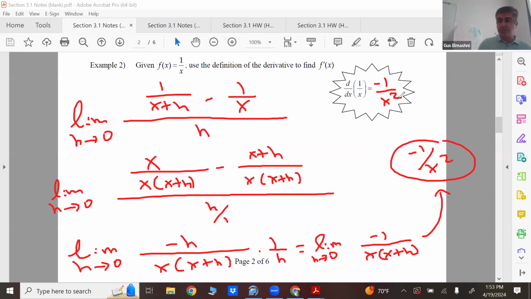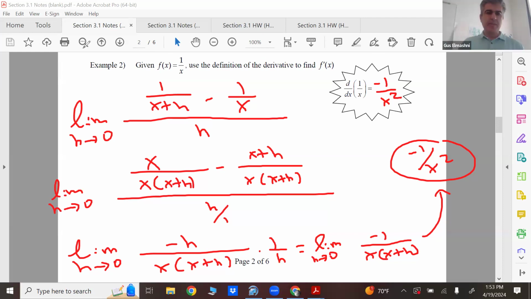We got that? Yeah, good. Excellent. Yeah, not that hard. Negative 1 over x squared. Love it. Easy peasy. Okay. Let's keep moving.